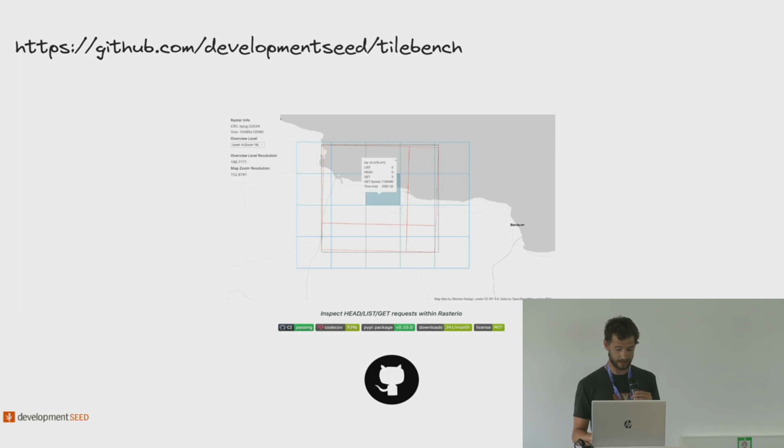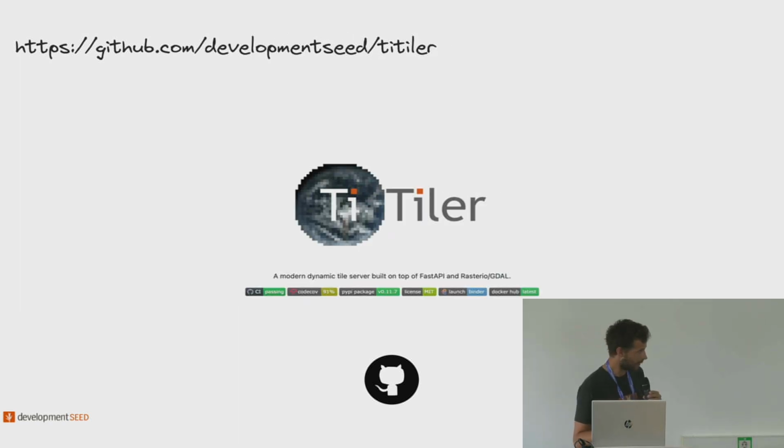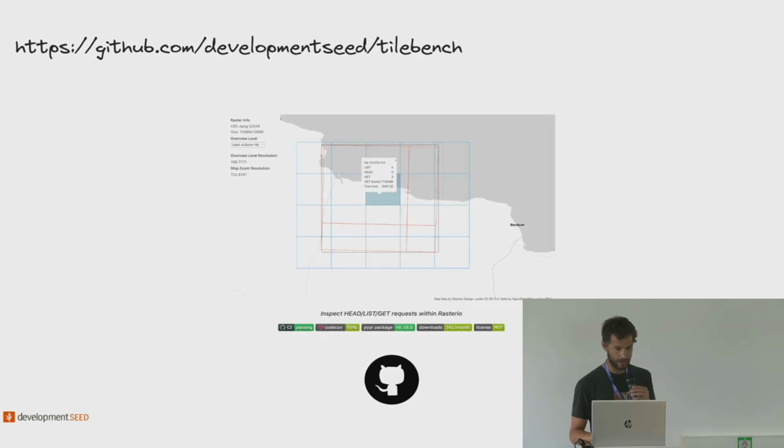TiTiler is also used in a project we call TiTiler, which is a dynamic tiler that you can put on top of your data to create a dynamic tiling service. TileBench is another tool that we use to explore the data and see how many GET requests you generate when you create a tile from a specific dataset, and to understand how your data is structured and how it works in terms of dynamic tiling.